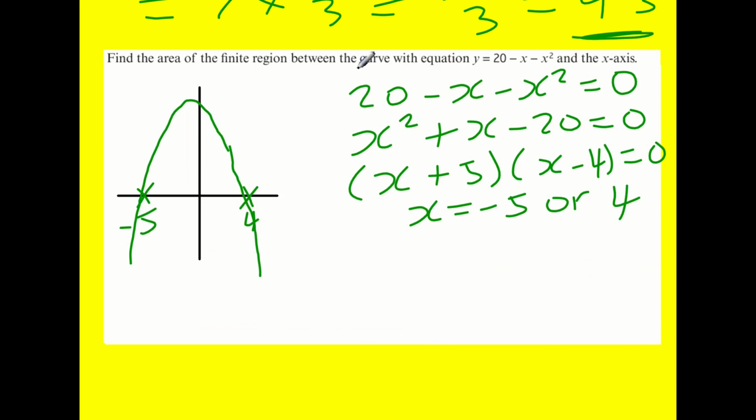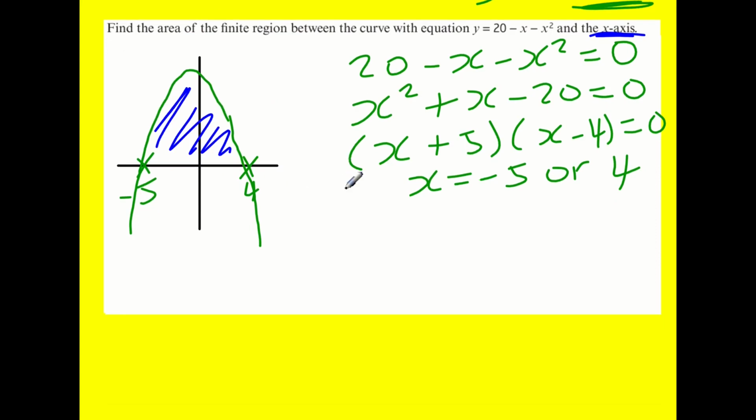So find the area of the finite region between the curve with equation. So there's an infinite region outside the curve. There's an infinite region under the curve here, but it's got the x-axis. So what we're interested in is finding this area here. Okay, so this is going to be the integral between 4 and -5.